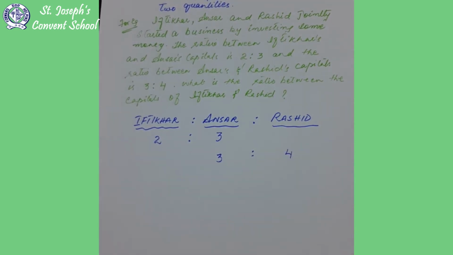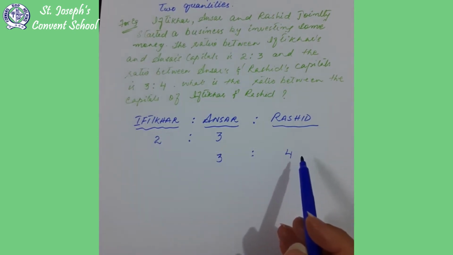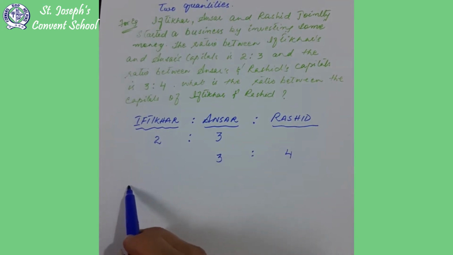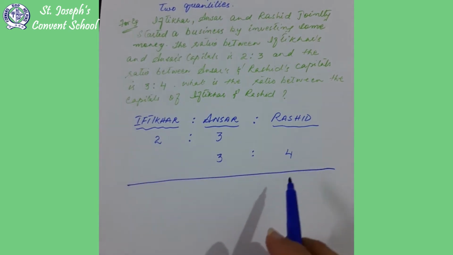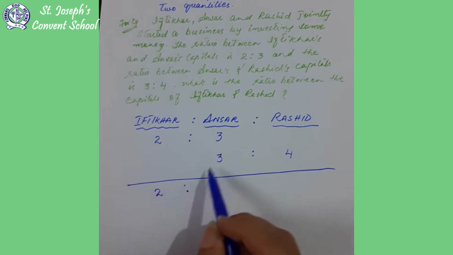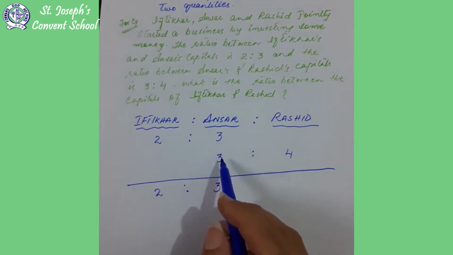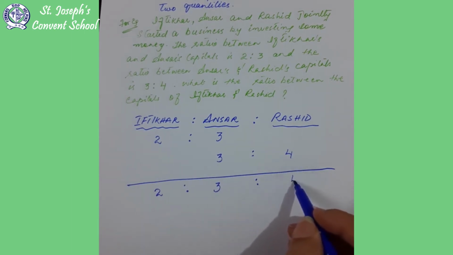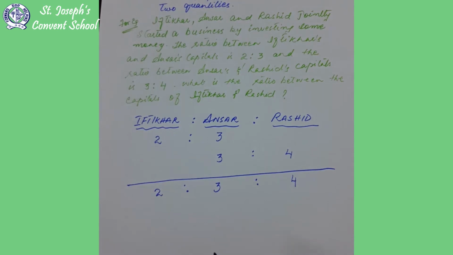Now you have to find the ratio between the capitals of Iftikhar and Rashid. We have written the ratio of all three. Now how to compare these ratios? You can see that Iftikhar's ratio is 2, Ansar's is 3 and 3. So we will write it once, the common term, since both are the same. Then 4. So these are the three ratios. So the ratio between Iftikhar and Rashid is 2 to 4.